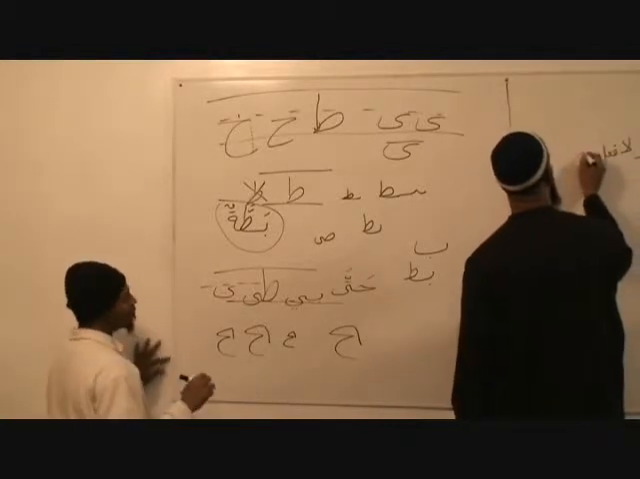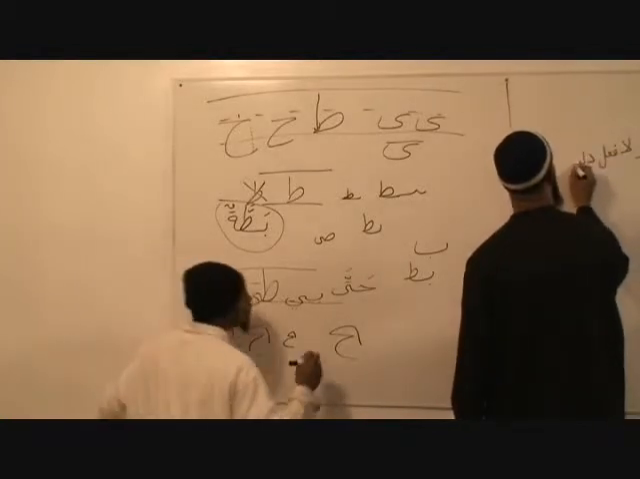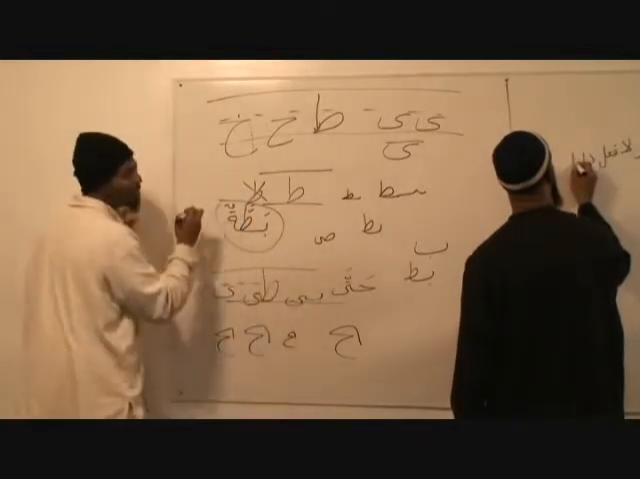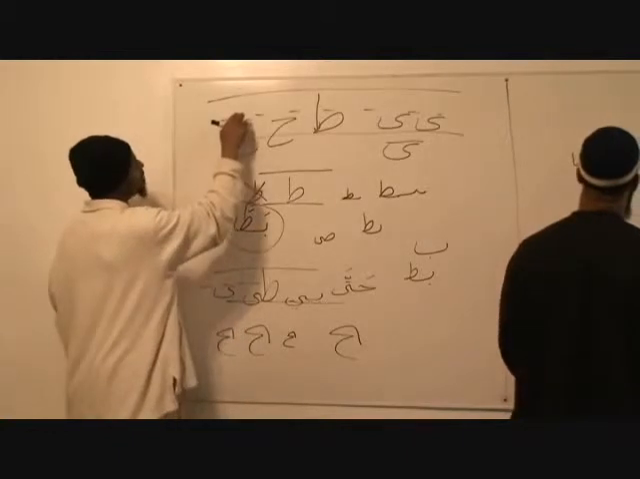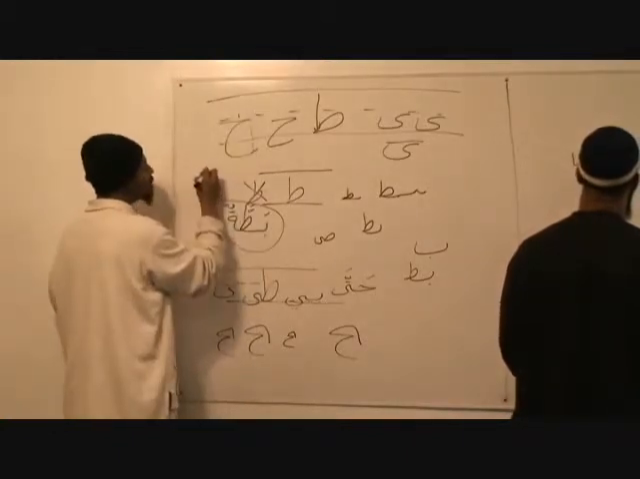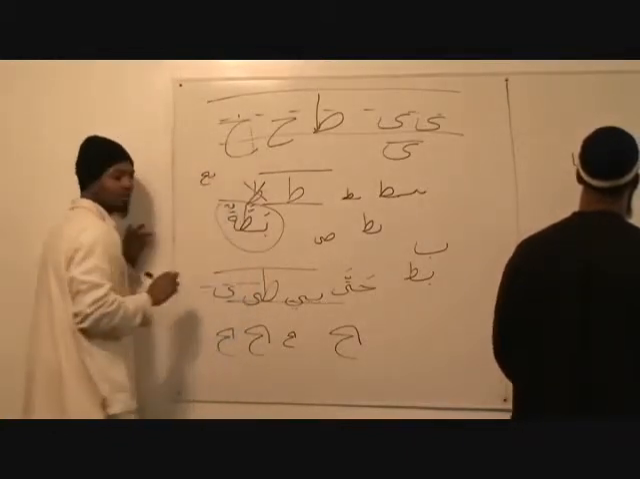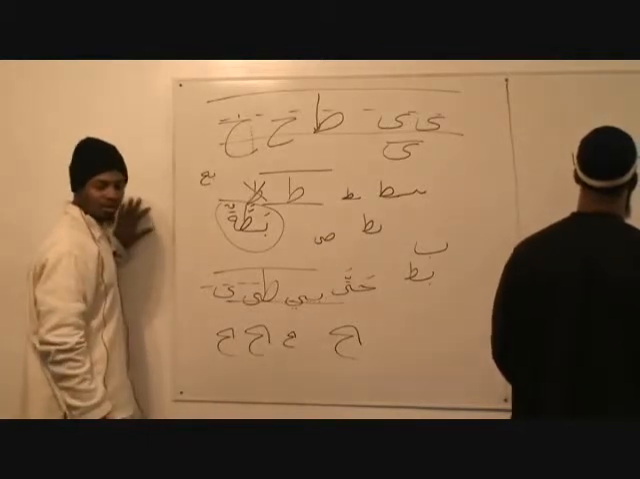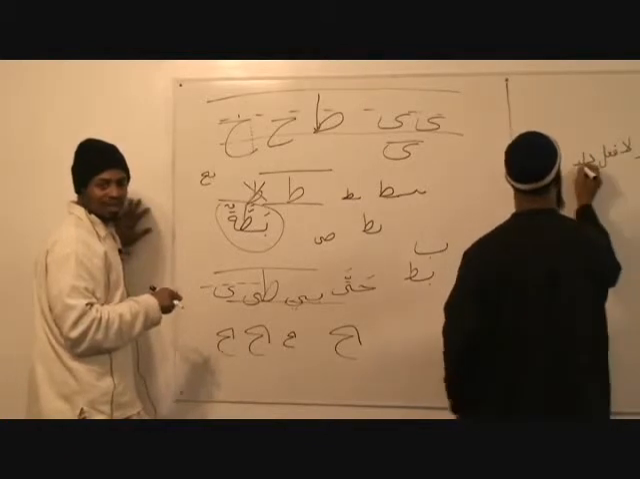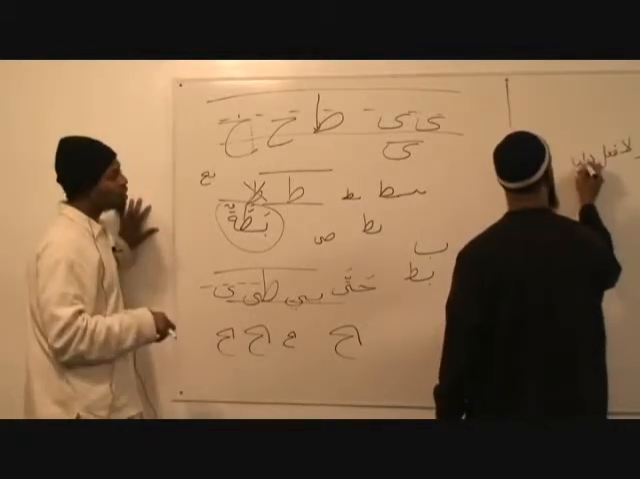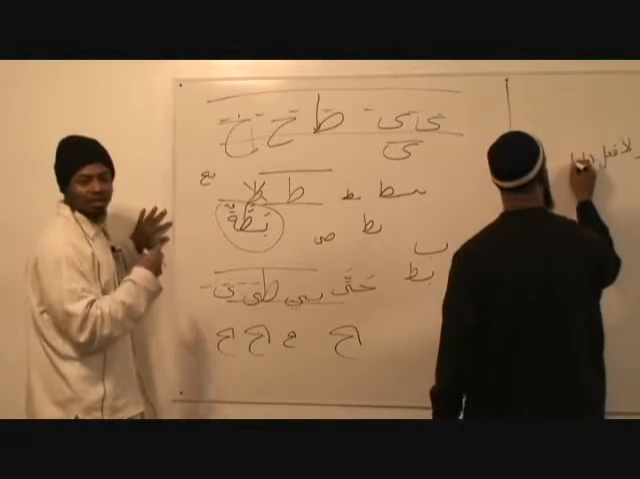Okay. So, if I'm going to do a ba, for example, with a ha, or a kha, rather, I start, go up, over, and down. You see that? Did you see what I wrote? Is that clear? So, this is how you write.